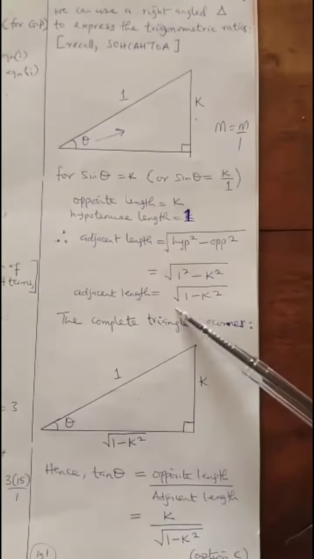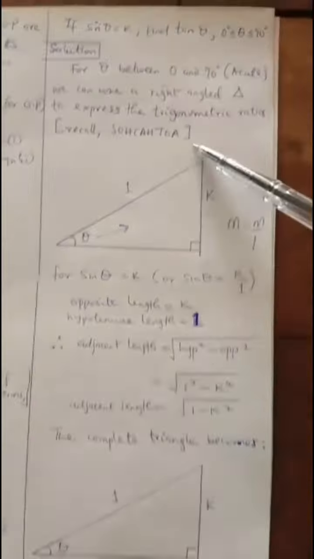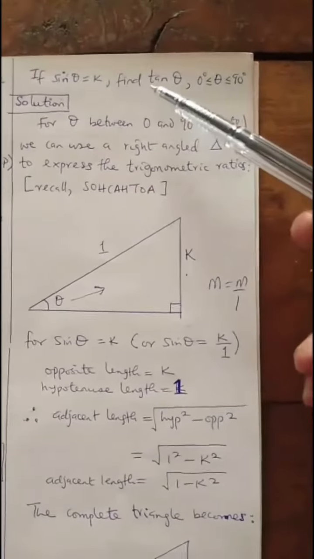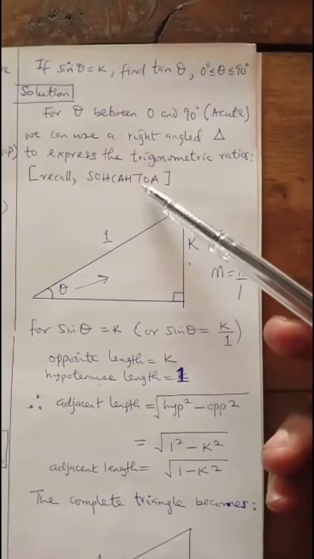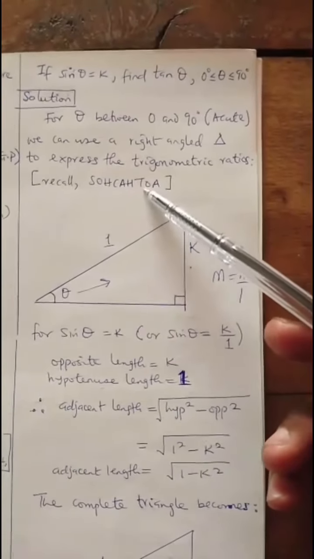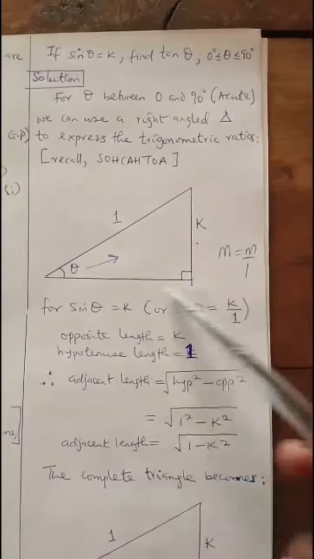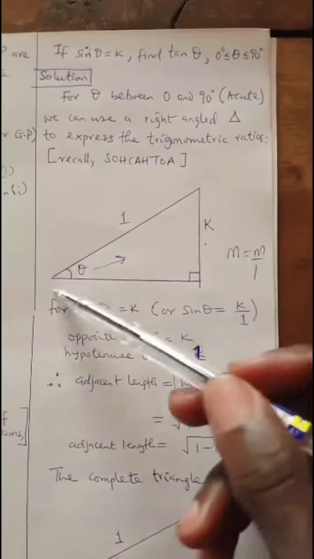Now why are we looking for the adjacent side? Because we are asked to find tan theta. Tan theta, that ratio is TOA. That means tan of the angle we are given is equal to opposite over adjacent. So you need to find the adjacent. We have the opposite as k. You need to find the adjacent.